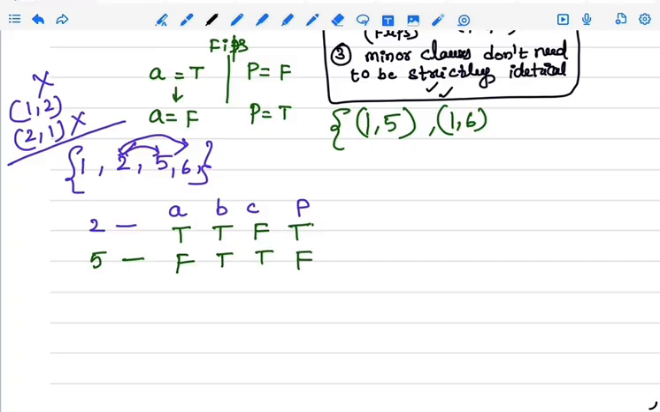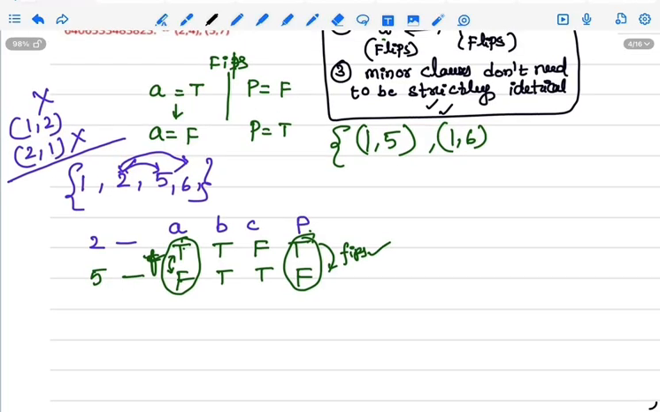So for this, A is flipped, right? True to false is flipped. Here also P predicate also flips. PA must be true already, first condition. If both are non-identical or not strictly identical also okay. So 2, 5 is a CACC pair.